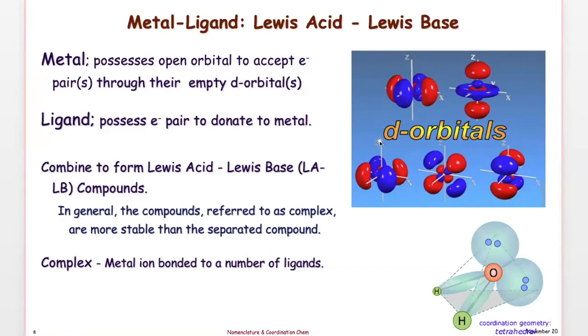See how the z-axis goes up and down, but the axes in the same plane are x and y. So this is the dxy orbital, because the orbitals are pointing in between the x and the y axis. Here, the orbitals are pointing between the x and the z axis. This is the dxz. Here, the lobes are pointing between the y and the z axis. This is the dyz orbital. Okay, so hopefully you remember that. Anyway, these are the orbitals that are going to accept the lone pair electrons from the ligand.